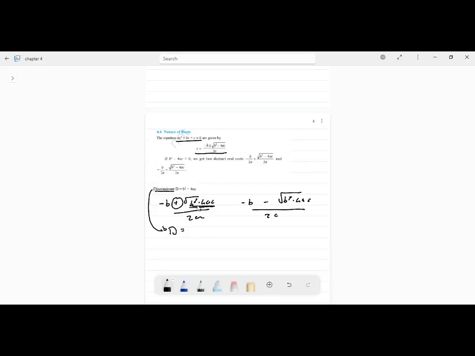If D is equal to 0, then the square root is 0, and the two roots coincide, so both roots are identical, like in a perfect square, x square minus 2x plus 1. There are two roots, and both are 1 only. And if D is negative, then the roots are not real, because the square root of a negative number is not possible.